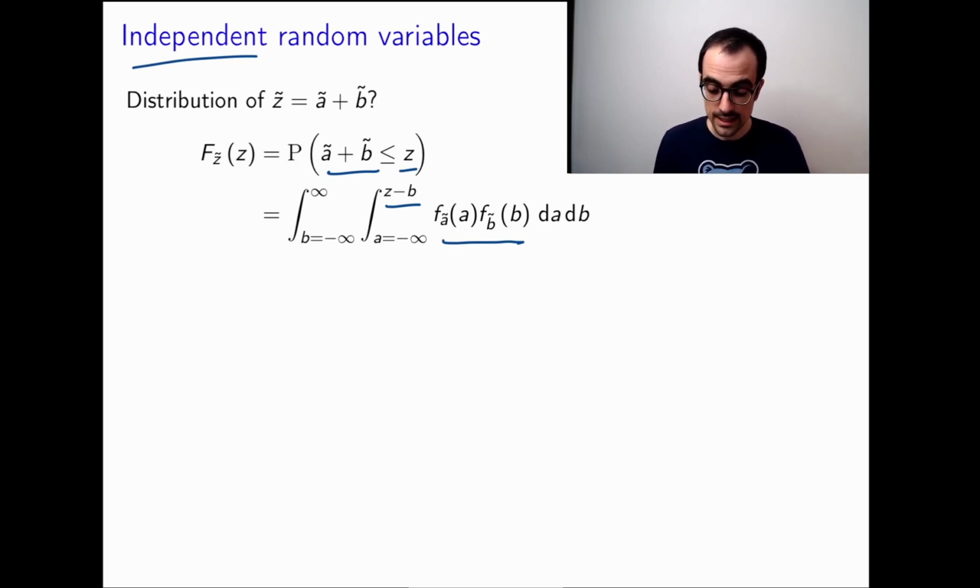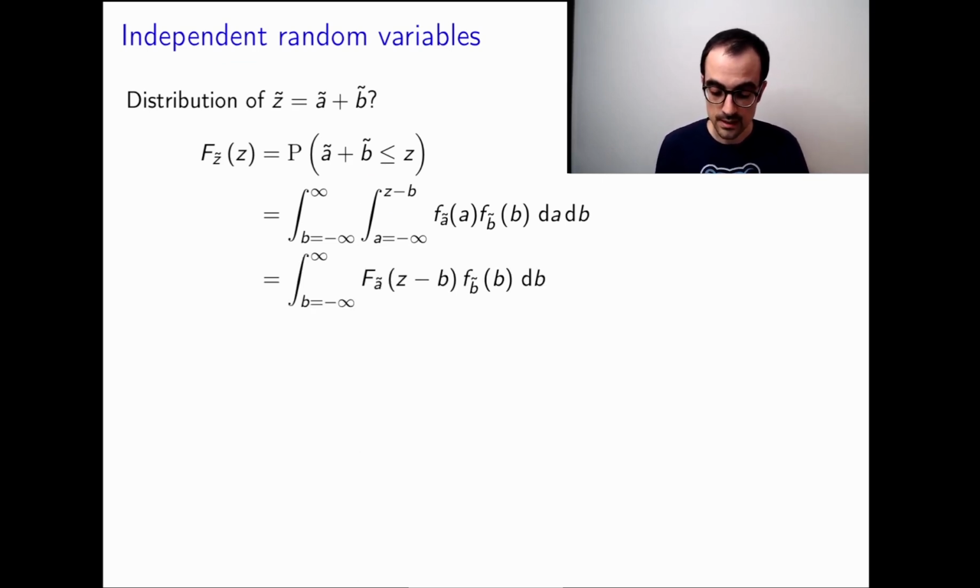Now we can actually integrate with respect to A. Because of independence, here we end up with only one term that depends on A, and we can just integrate it. By definition, it's just going to be the CDF at Z minus B.